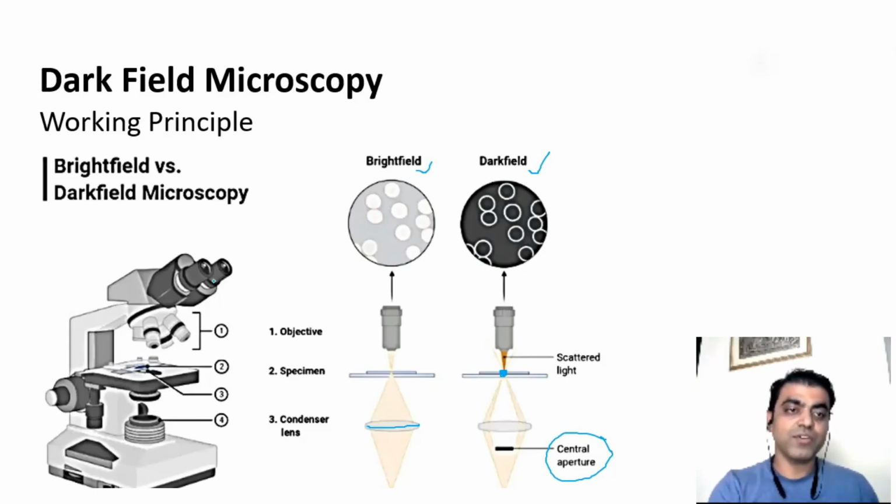Okay, now in the case of a microscope architecture, I think this looks familiar to most of you. This is the binocular, or the eyepiece, you have the objectives, you have the stage. In this case, you have the condenser below, and in the condenser you have to put the central aperture, which will sit here, and then you can collect your dark field image, right?